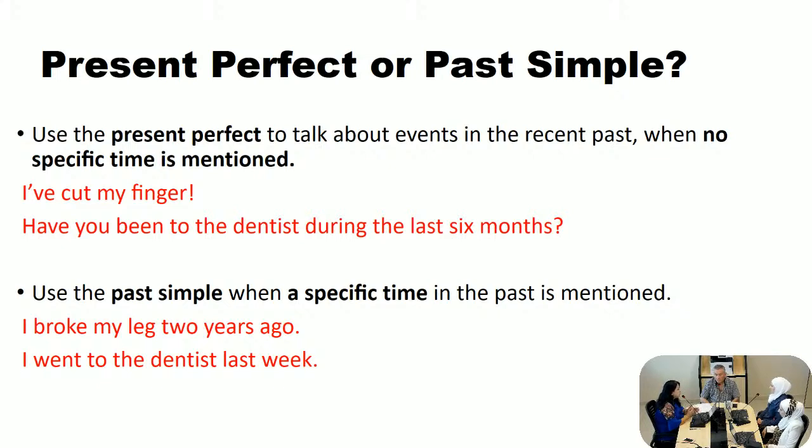So when there is no specific time, this is the present perfect. When we have a specific time, we use the simple past. I broke my leg 2 years ago. This is specific: 2 years ago. I went to the dentist last week. Again, when it's specific, we use the simple past. By specific time we mean when we use ago, last, yesterday. We have past event indicators.